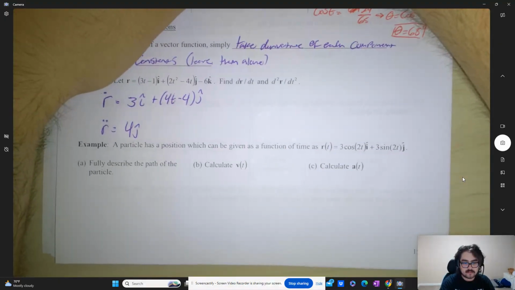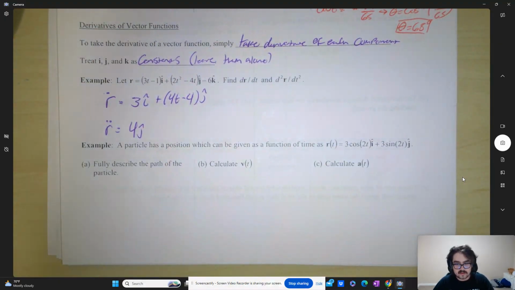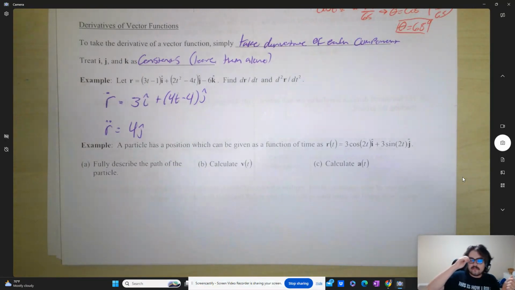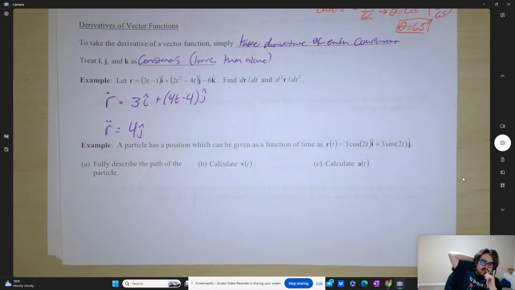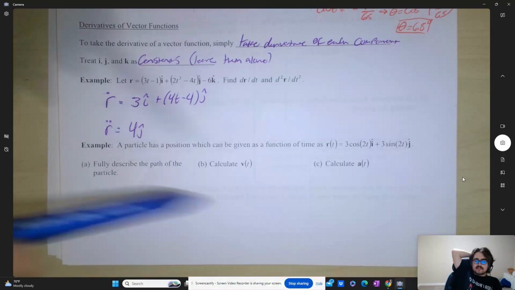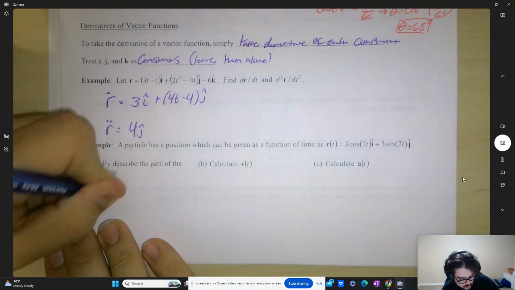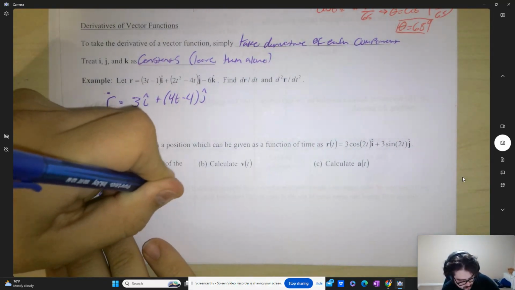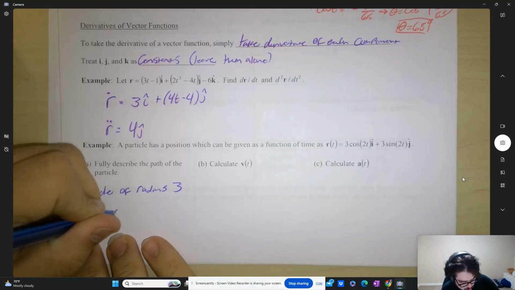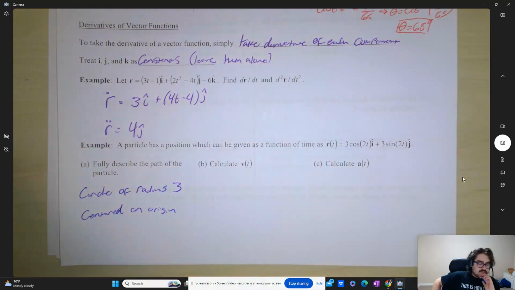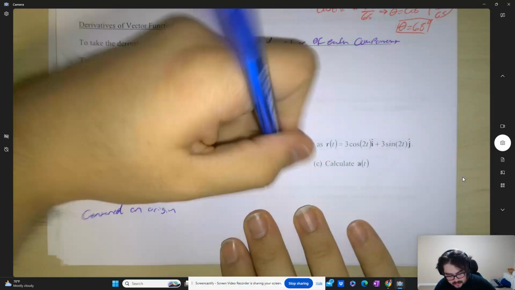A particle has a position which can be given as a function of time, which is this. If we were to describe the path that this is taking, in the x direction it goes out 3. This is a position given in vector notation. The path of the particle should be a circle of radius 3 centered on the origin.